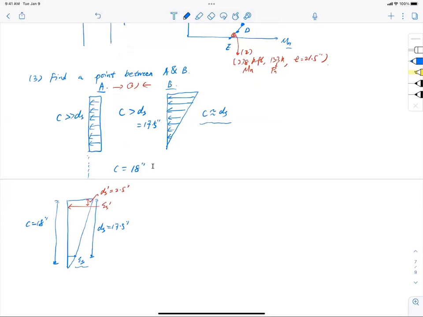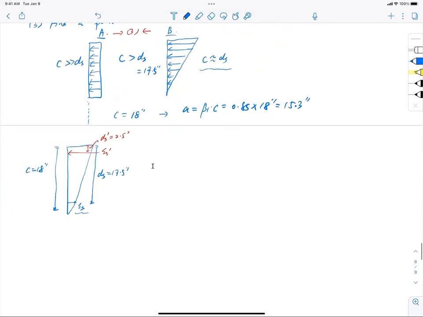So from there, I say C equal to 18, so A equal to beta 1 C, so 0.85 multiplied by 18 inches, so A equal to 15.3 inches. And that is my effective compressive zone. So given this effective compressive zone, Cc, the concrete compression force, equals 0.85 multiplied by 4 KSI of concrete, multiplied by 15.3 inch of A, and then the width of the section, 12 inch. And I got this number to be 624 kips.